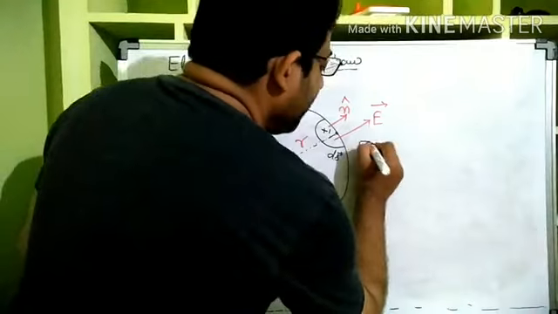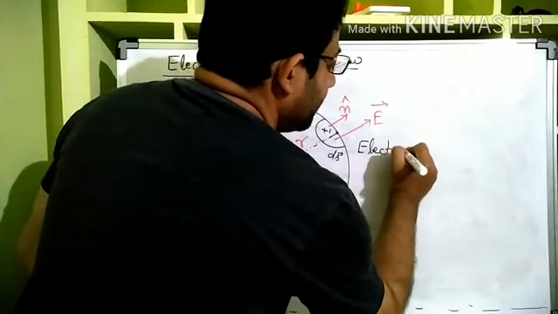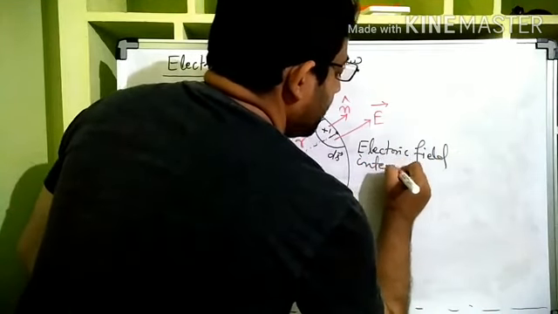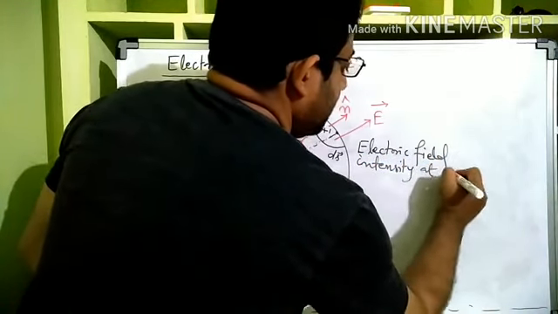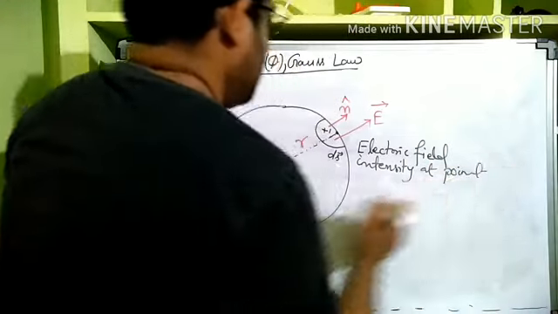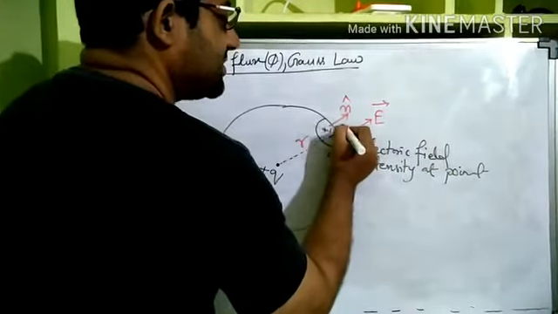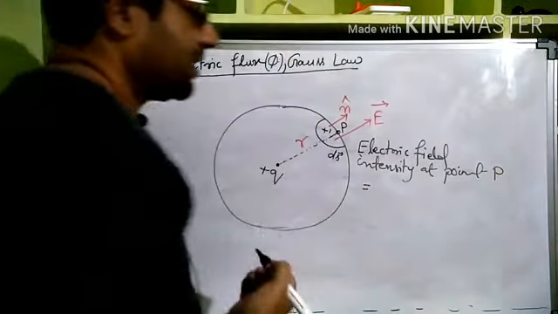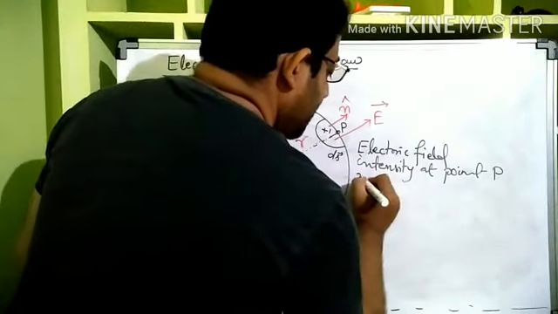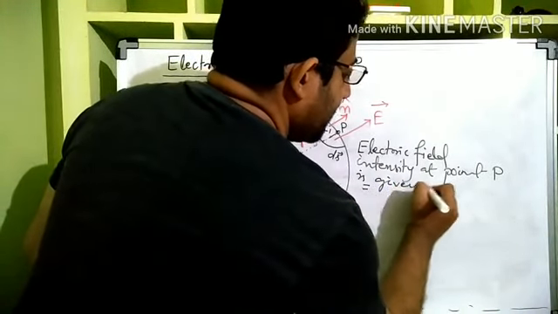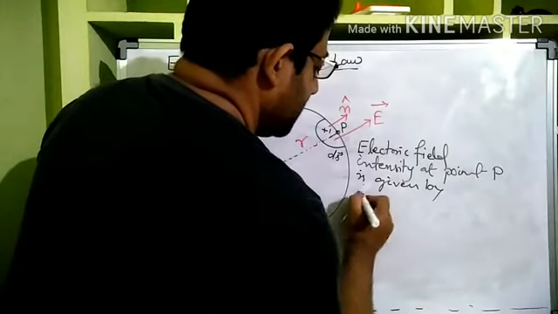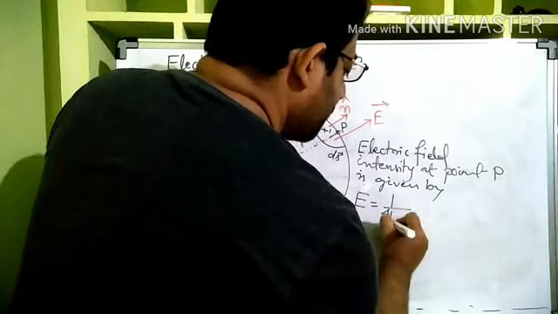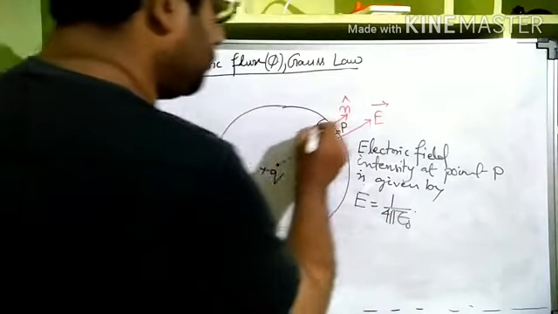Now the electric field intensity at a point. Let us give some name to this point. Let us say this point is P. So electric field intensity at point P is given by, what's the symbol we are taking, E. E is equal to, what's the electric field? 1 by 4 pi epsilon naught q.